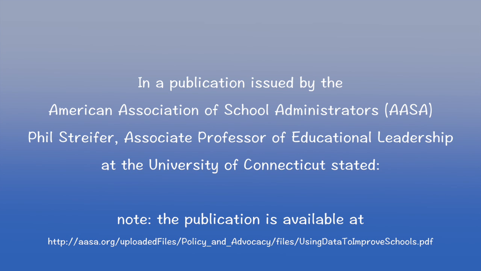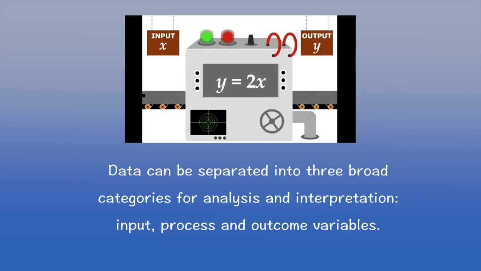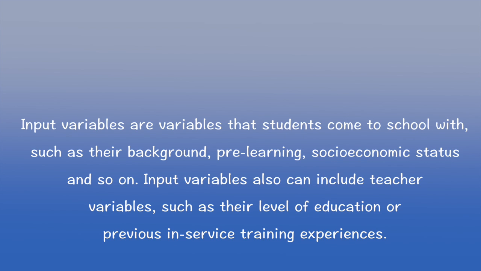In a publication issued by the American Association of School Administrators, AASA, Phil Streifer, Associate Professor of Educational Leadership at the University of Connecticut stated, "Data can be separated into three broad categories for analysis and interpretation: input, process and outcome variables. Input variables are variables that students come to school with, such as their background, pre-learning, socioeconomic status and so on. Input variables also can include teacher variables, such as their level of education or previous in-service training experiences.